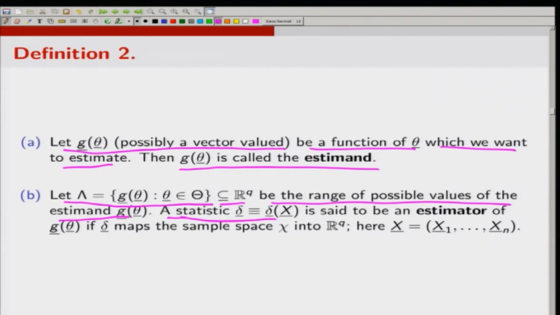A statistic delta, which is delta(x), is said to be an estimator of g(theta) if delta maps the sample space, because the sample space is the observed realization, so for each observed realization it gives me a value which we take as an estimate of theta. So if delta maps the sample space chi into R^q, that means for every sample realization I get a value, which we call an estimator. So that is the definition of an estimator.